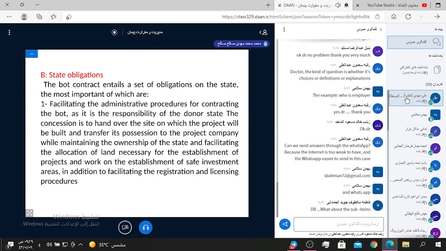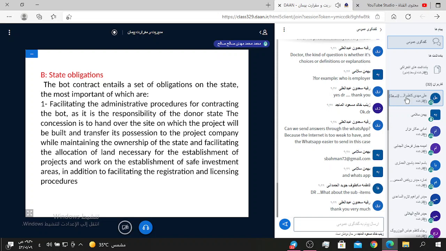In addition to facilitating the registration and licensing procedures.